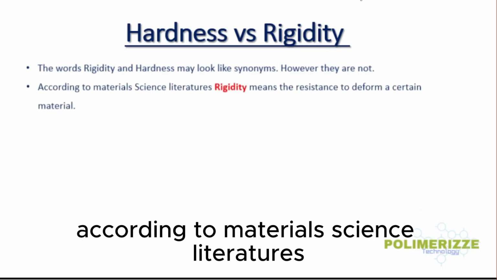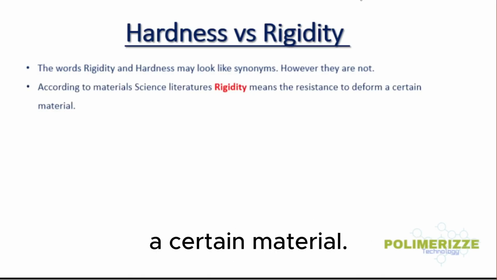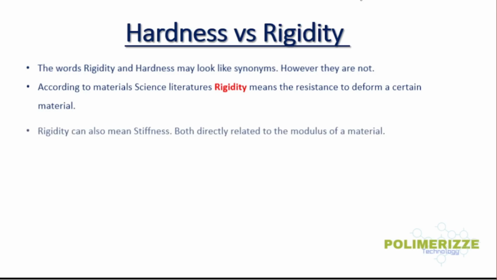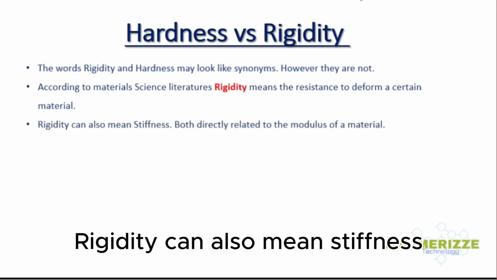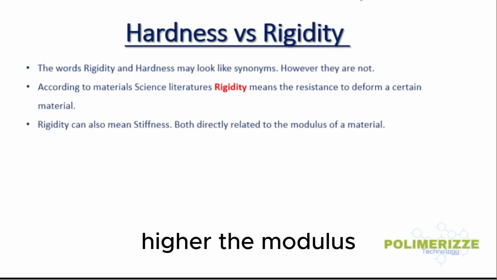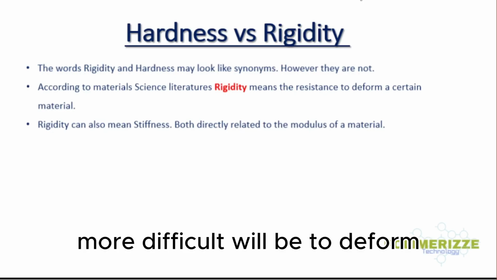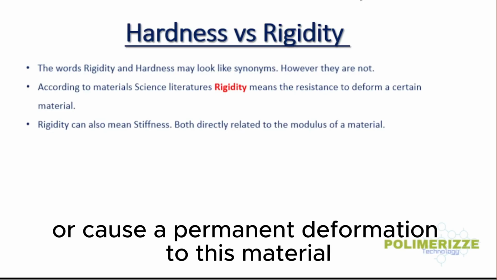According to material science literature, rigidity means the resistance to deform a certain material. Rigidity can also mean stiffness, both directly related to the modulus of a material. The higher the modulus, the higher the rigidity or stiffness, and the more difficult it will be to deform, or cause a permanent deformation to, this material.